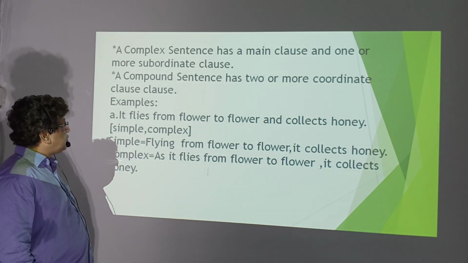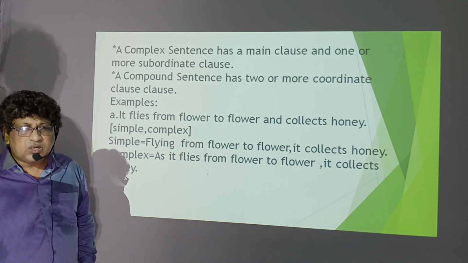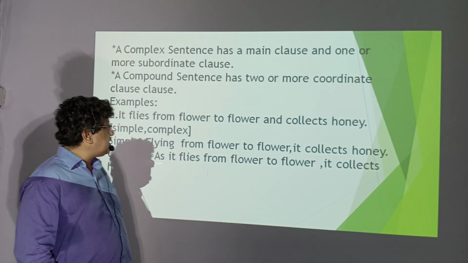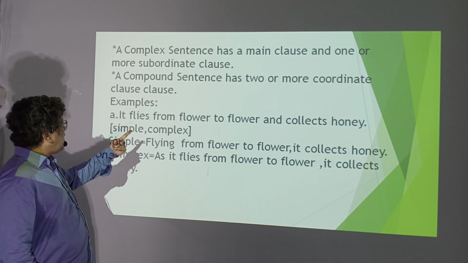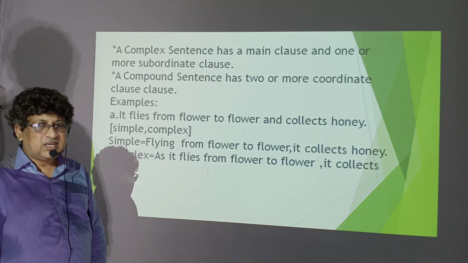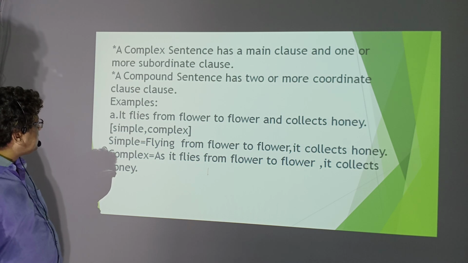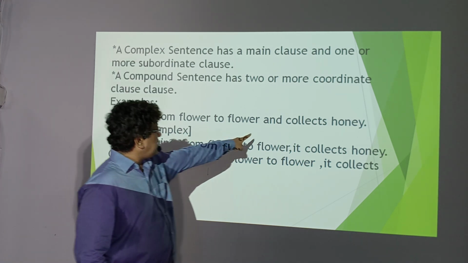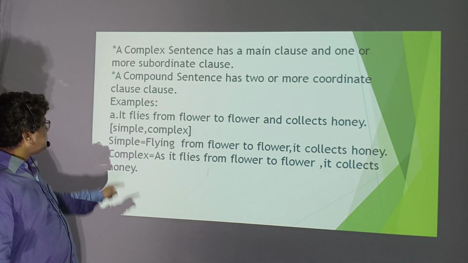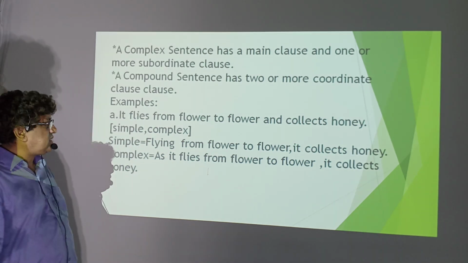Now we will move to the examples. These examples are drawn from your question paper, which have been set in different years. First one, it flies from flower to flower and collects honey. We will transform it. The presence of and makes it a compound sentence. So we will transform it into a simple sentence and into a complex sentence.